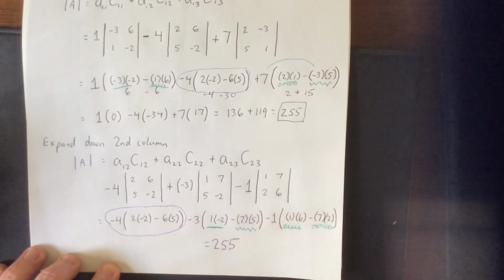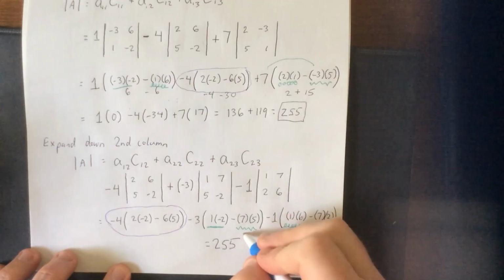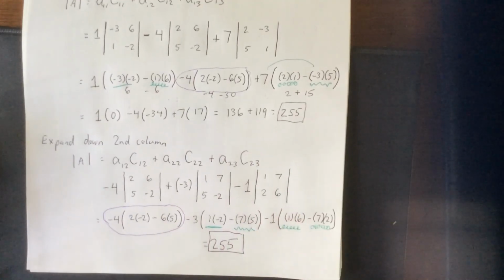So I'm going to go ahead and do that all in my head, and we'll get 255. So, long story short, pick any row, pick any column, it should be the same result regardless of the one that you pick. We'll use decisions like this to help influence which rows and which columns we'll pick in future problems.